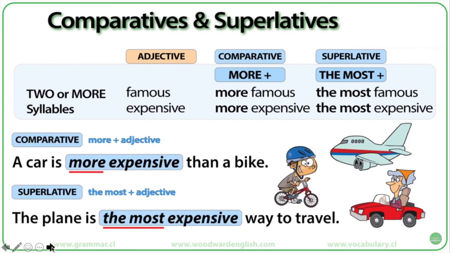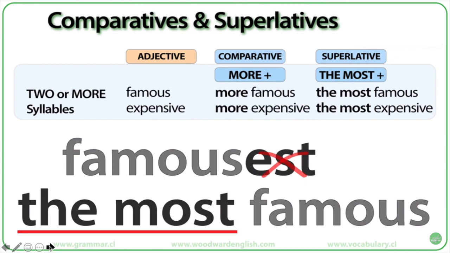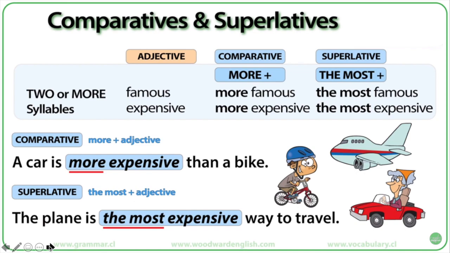And then the superlative: the most famous, not famousest, the most famous. For expensive, the most expensive. So for long adjectives, we need to use more or the most. Examples, comparative, more plus adjective: a car is more expensive than a bike. In the superlative, the plane is the most expensive way to travel.